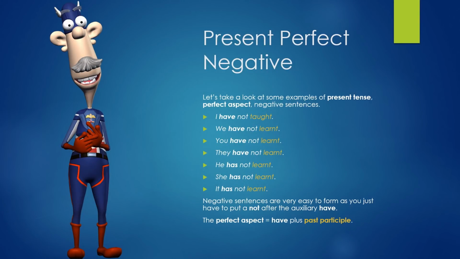Present perfect negative. Let's take a look at some examples of present tense perfect aspect negative sentences. I have not taught. We have not learnt. You have not learnt. They have not learnt. He has not learnt. She has not learnt. It has not learnt. Negative sentences are very easy to form as you just have to put a not after the auxiliary have.